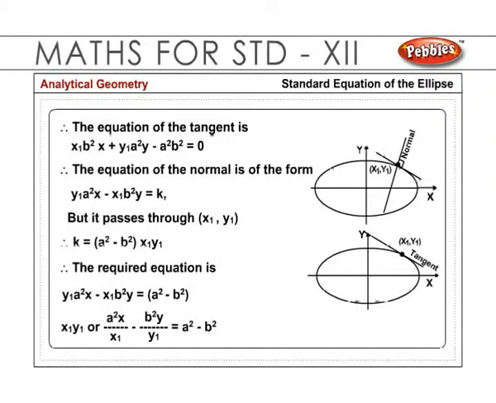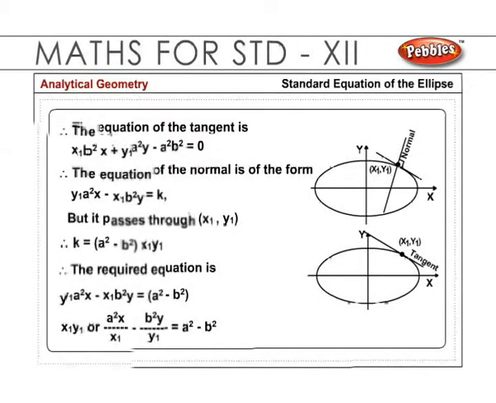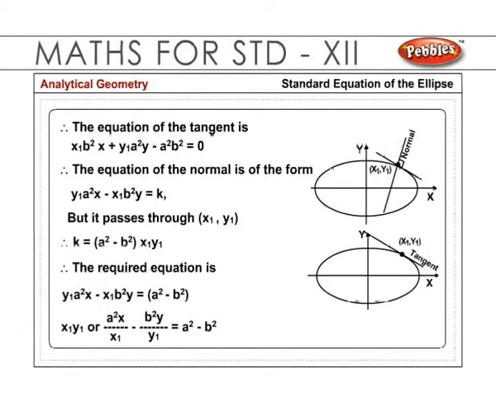Therefore, the equation of the tangent is x1 b squared x plus y1 a squared y minus a squared b squared is equal to 0. Therefore, the equation of the normal is of the form y1 a squared x minus x1 b squared y is equal to k. But it passes through x1, y1. Therefore, k is equal to a squared minus b squared the whole times x1 y1. Therefore, the required equation is y1 a squared x minus x1 b squared y is equal to a squared minus b squared the whole x1 y1, or a squared x by x1 minus b squared y by y1 is equal to a squared minus b squared.